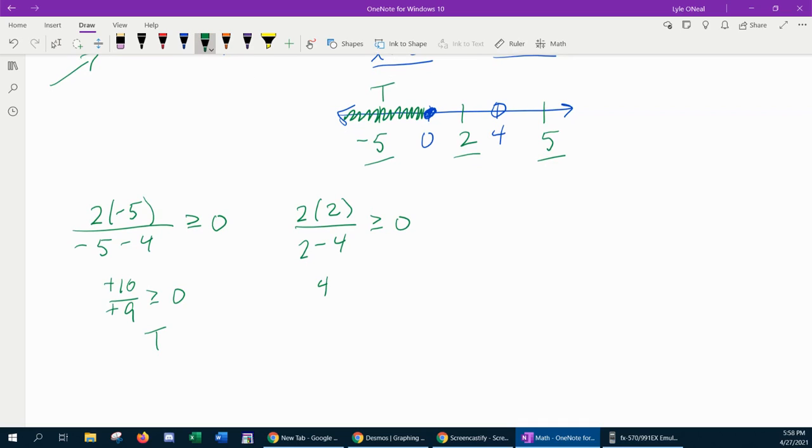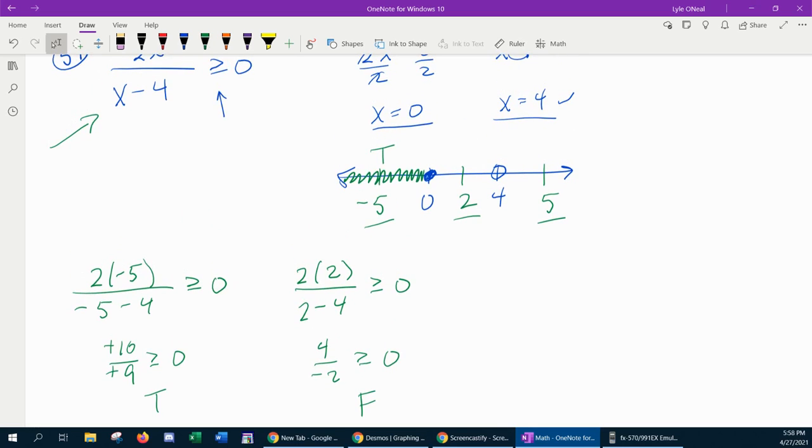So 2 times 2 is 4. 2 minus 4 is -2. 4 divided by -2 is going to be a negative number. I don't really care what it is since the right side is 0. I just need to know if it's negative or positive. Negative numbers are definitely not greater than or equal to 0, so that's going to give us a false statement.